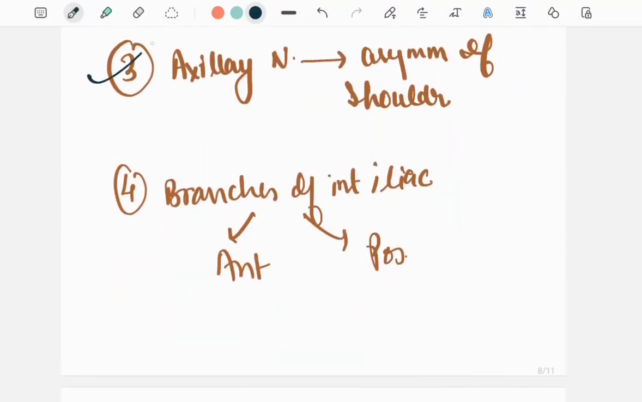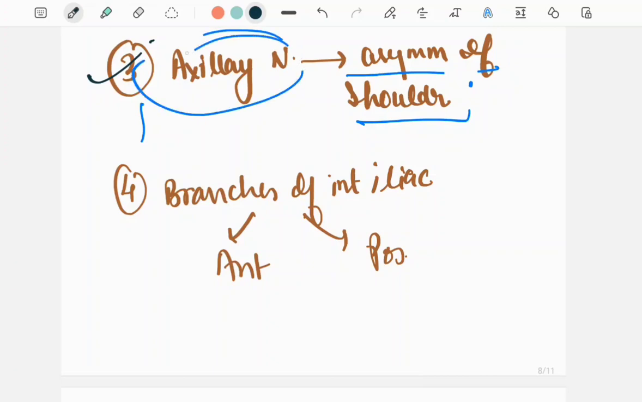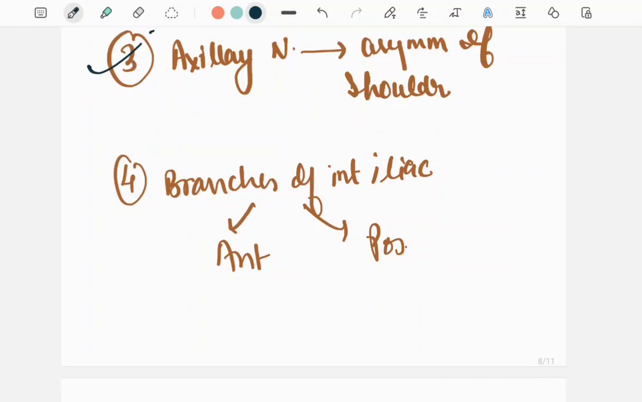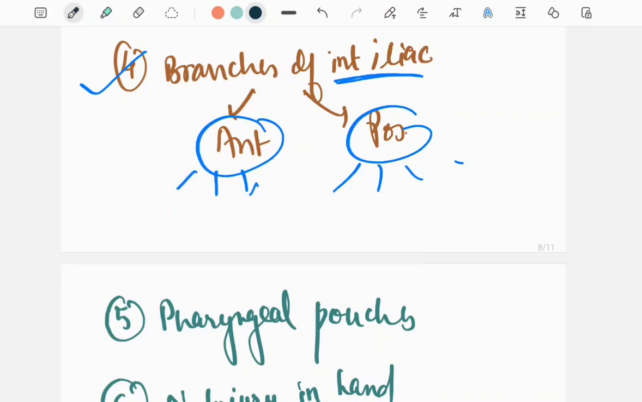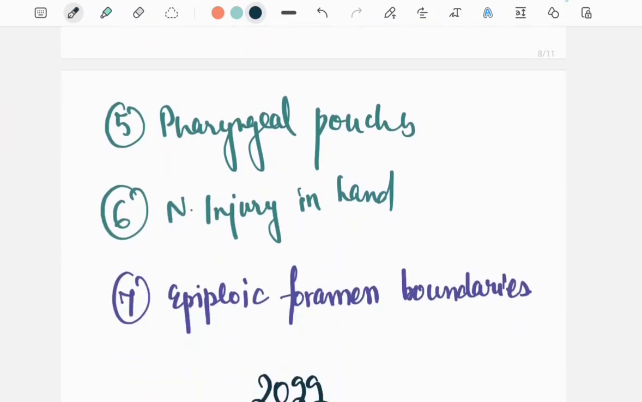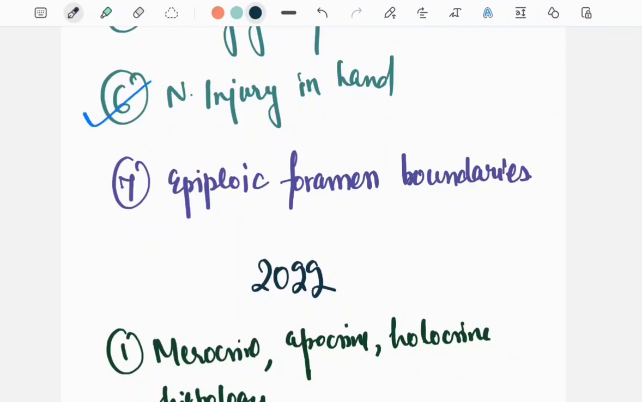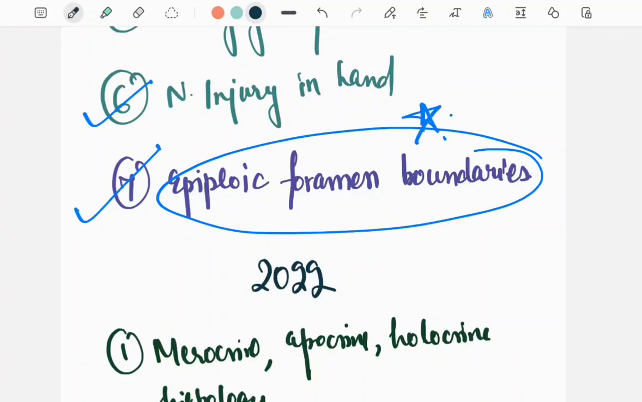Next, axillary nerve supplies deltoid. So it will cause asymmetry of shoulder, flattening of deltoid will be there. So nerve injuries of upper limb are really very frequently asked. Then there was one question related to branches of internal iliac. You should know the anterior division gives which branches and posterior division gives which branches. Then do read about pharyngeal pouches. Nerve injury, again it was asked. Then epiploic foramen boundaries, a diagram was given, so do read about it.